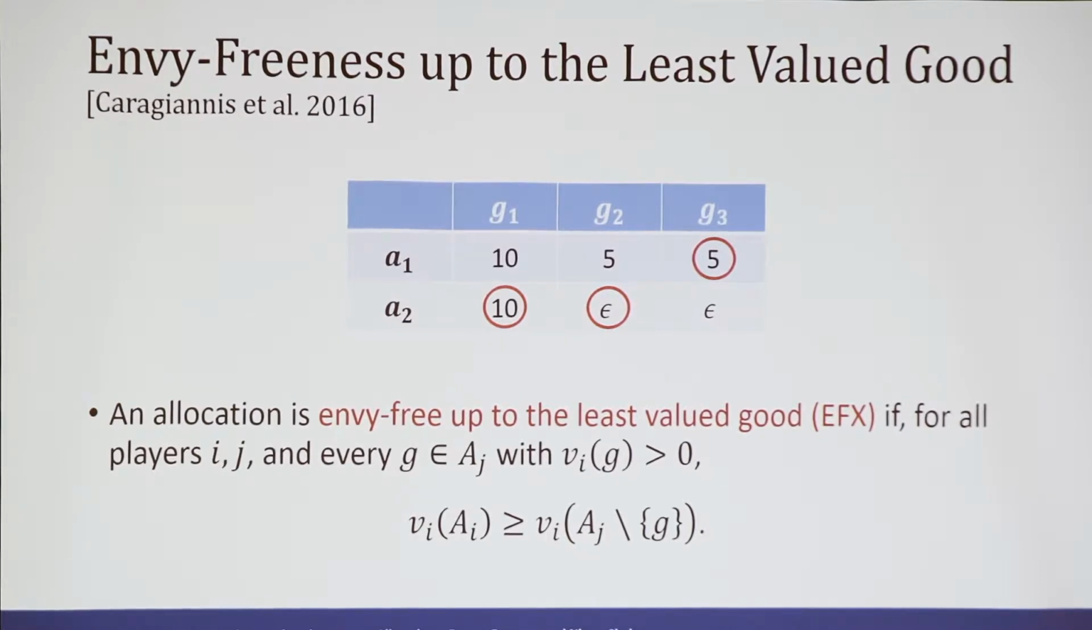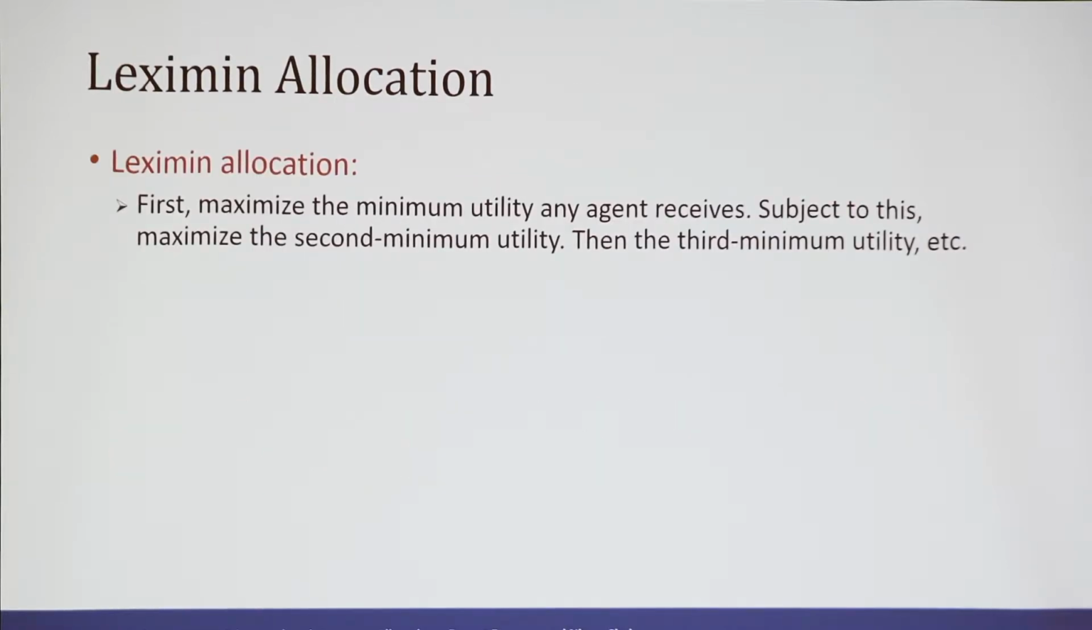All right, so does there always exist an allocation that satisfies this property? To think about that, I want to first define an allocation rule called LexiMin. What the LexiMin allocation does is like MaxMin, if you've heard of that. It's first going to maximize the minimum utility that any agent receives. Then subject to that, it's going to maximize the second minimum utility. Subject to that, the third minimum, and so on.